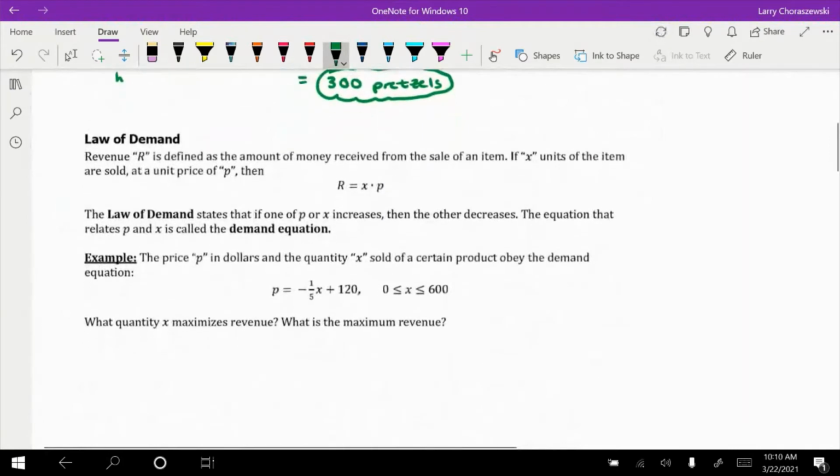All right, so that was an instance where the model was already provided for us. From here on out, we will mix some ideas together to form models ourselves. So the other topic here is the law of demand. It says here that revenue R is defined as the amount of money received from the sale of an item.